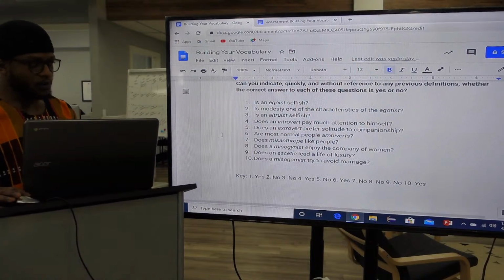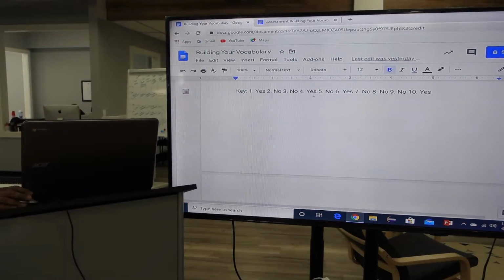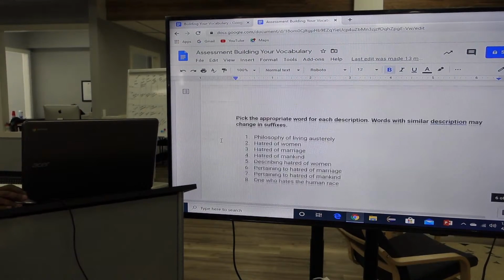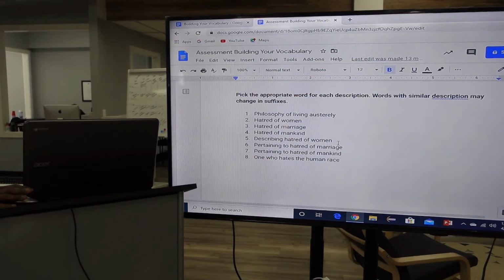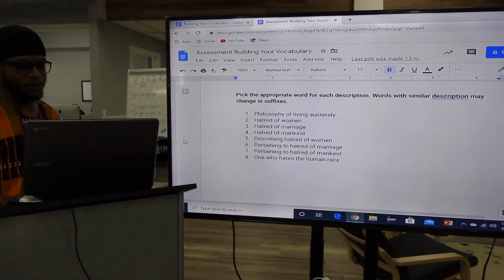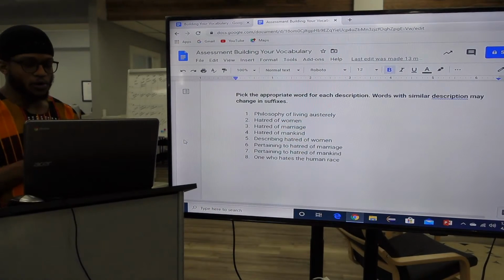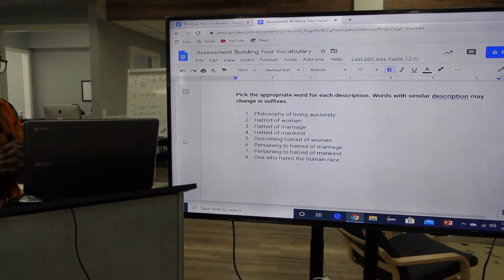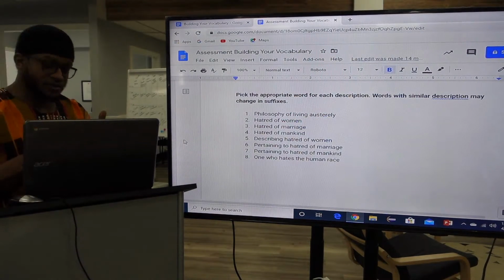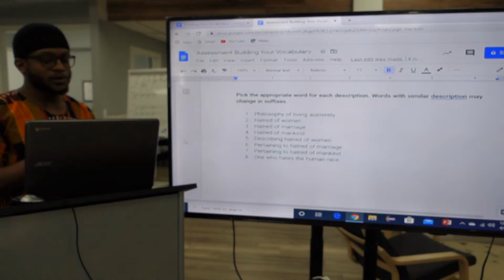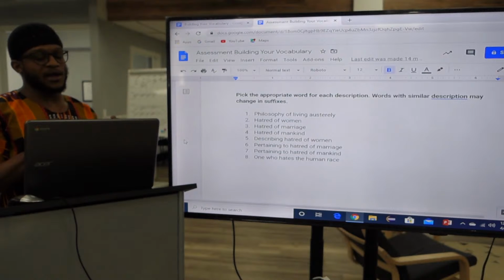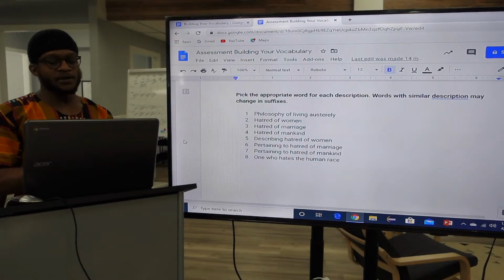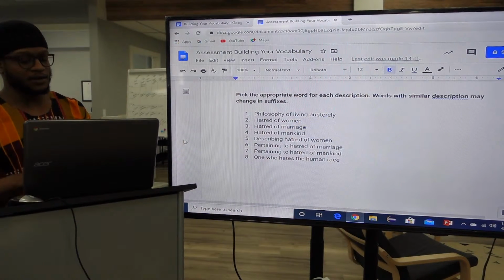So lastly, the activity that I want us to focus on here is to pick the appropriate word for each description. Words with similar descriptions may change in suffixes. Some of these definitions are going to seem so similar. You're going to want to write the same exact answer that you wrote for one thing that says women. Oh, this one says women too, so I'm going to write the same exact thing. But this is where suffixes make a difference.